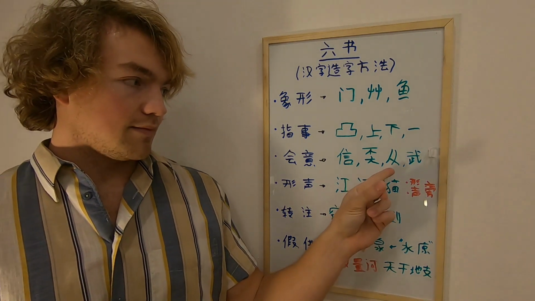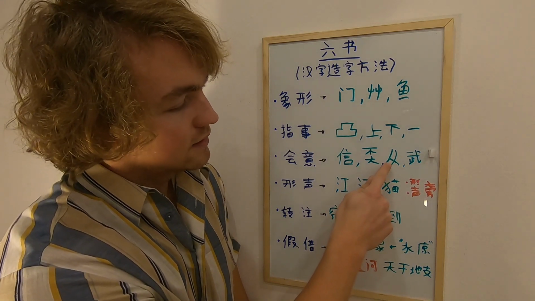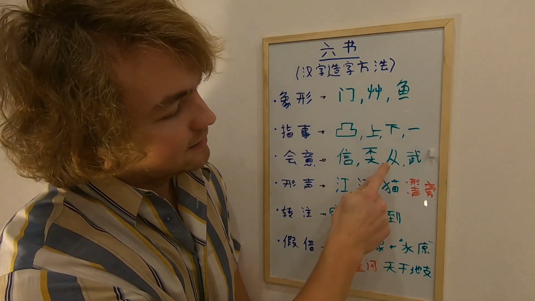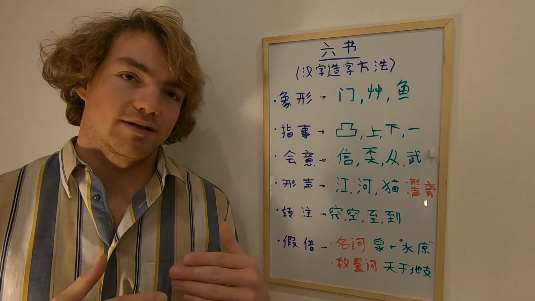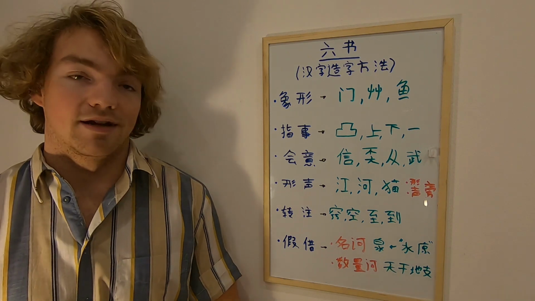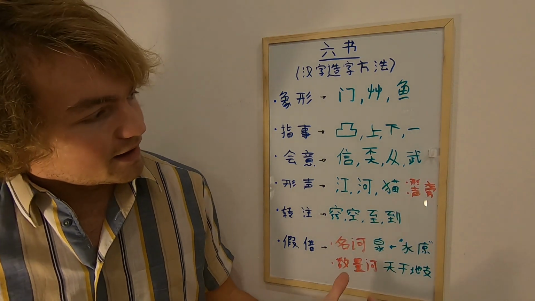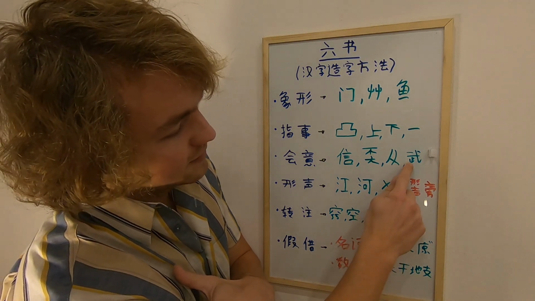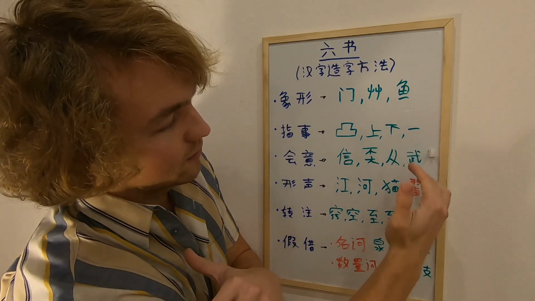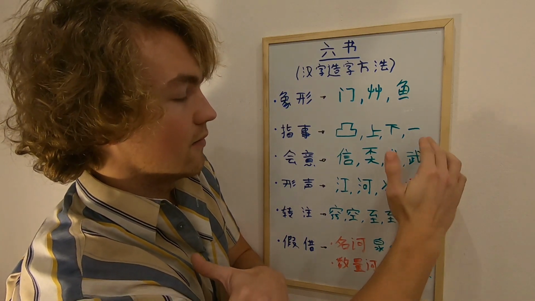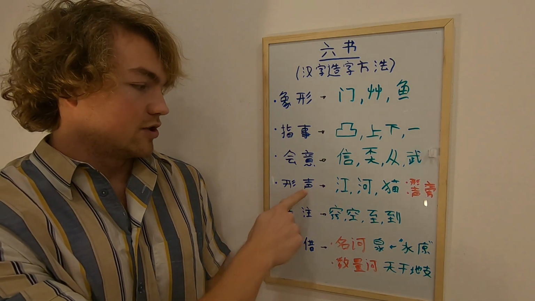Then you have cong. You can already see it's like 2 single-character humans. And this literally means to go from someone. So one person is going away from another person. And here you have wu, which means weapon. And this is also a set of this character below here and the weapon on the right upper part.